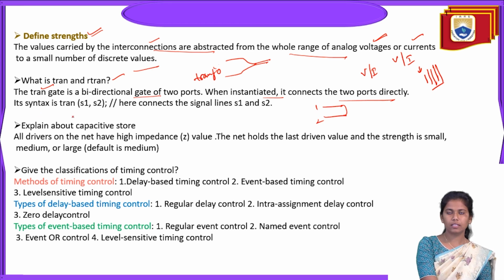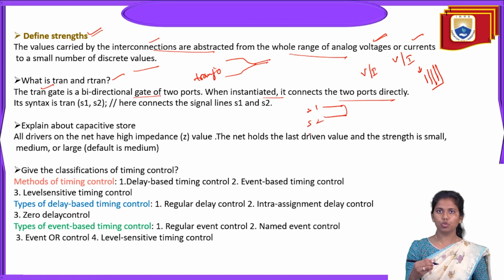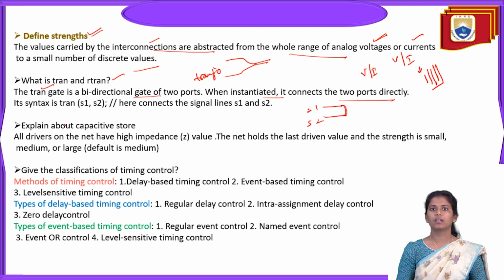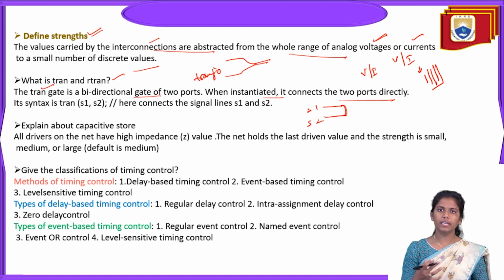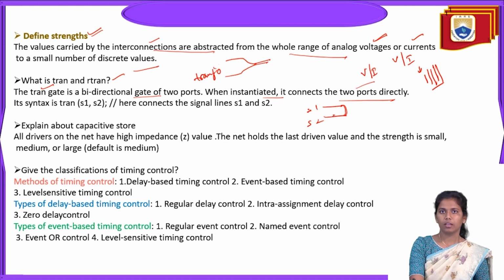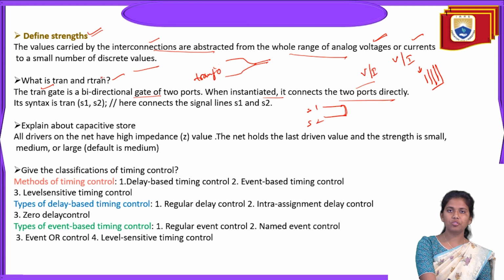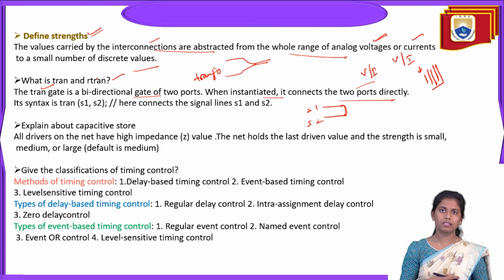The syntax goes like this: tran, S1 and S2. That means S1 and S2 are the 2 ports that it connects directly. Here it connects the signal lines S1 and S2. So tran is a bidirectional switch that connects the 2 signals, or else the 2 ports S1 and S2, directly. Okay. And R-tran is the opposite. That means it is a resistive switch. The resistive switch also functions the same as the tran.